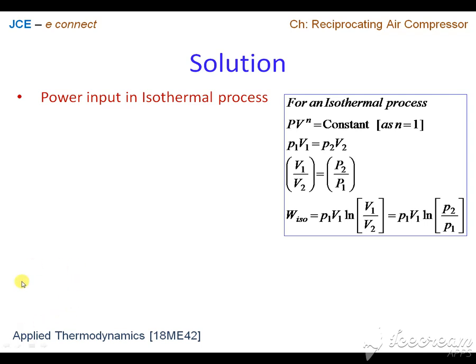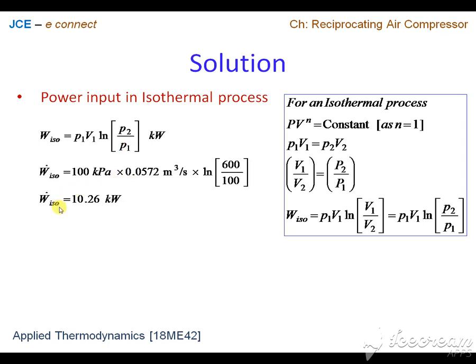Therefore, a straightforward equation for us, the work done relation we have, and V1 by V2 can be replaced with P2 by P1 because this data is available for us in the problem. And the work done relation gets in the rate form because we are expressing V1 as swept volume in rate form. Therefore W is equal to 10.26 kilowatt.